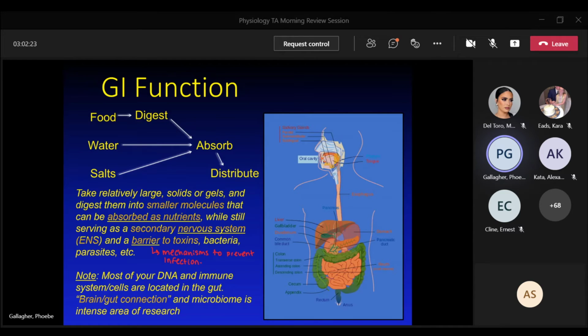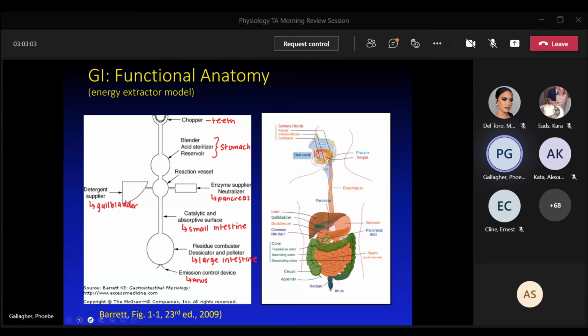So our GI function, you guys probably should know this already, you digest your food to absorb nutrients. He also mentions that it acts as a secondary nervous system, but I wouldn't worry too much about that because it is a newer idea and they're still doing research on it. So it's just a fun fact more than anything. But another thing to note about your GI tract is that because it is open to the environment, you do need to make sure that it has the components to minimize infection. So it will have to have a barrier to toxins, bacteria, parasites, all of that. That's something that he gives examples of as the lecture goes on.